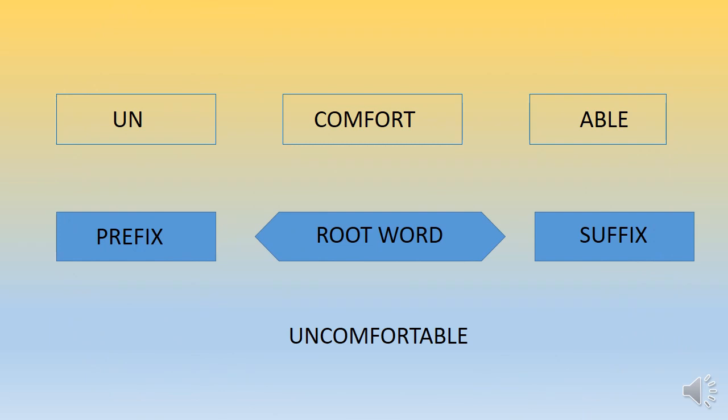Dear girls, today we are going to do some word game. Exciting, isn't it? Look at the screen. There is a word comfort in the middle of the screen. If we add un before the word and able after the word, then we get a new word, uncomfortable. Here, un is a prefix, comfort is the main or root word, and able is a suffix. So, from the word comfort, we get a new word, uncomfortable.